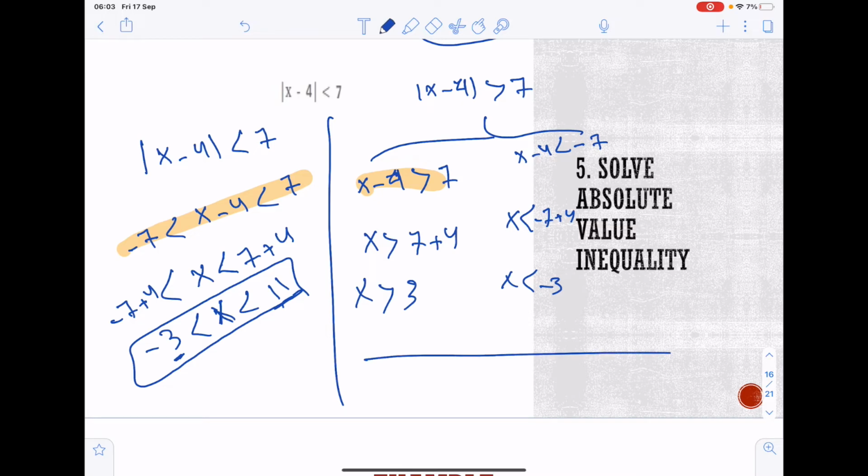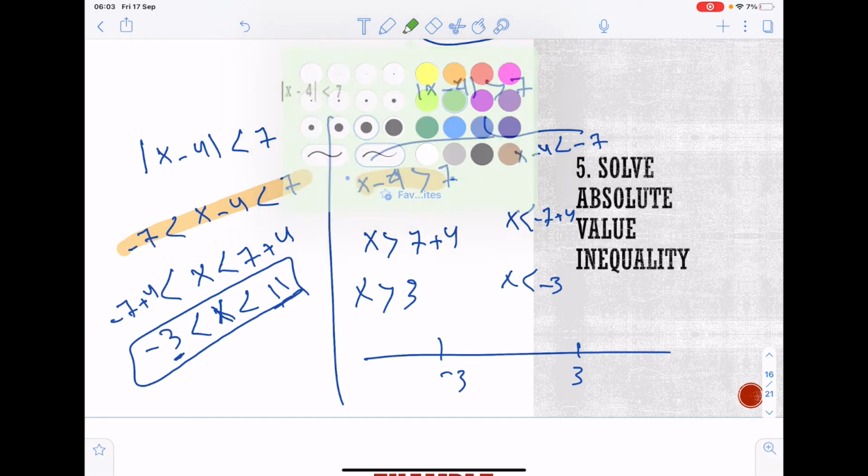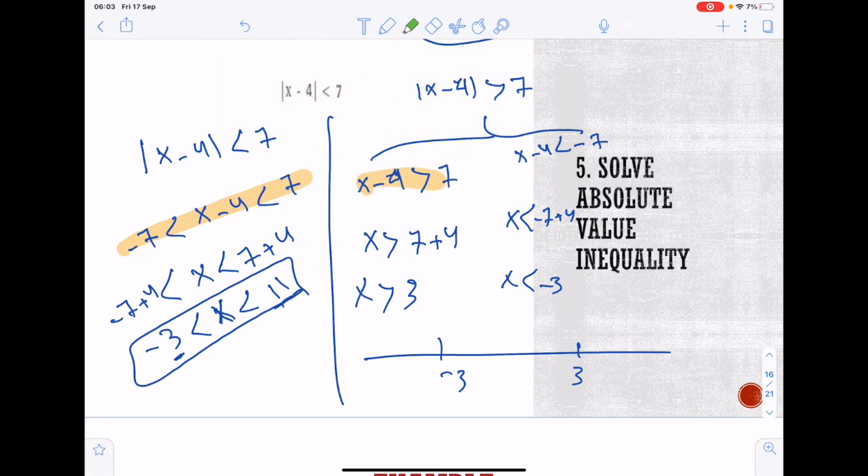So when we try to graph this one on the number line, we'll see here is the 3 and here is negative 3. And in this one, x is less than negative 3 and more than 3. But for this one, let me change the color. For this one, it would be between these two roots.